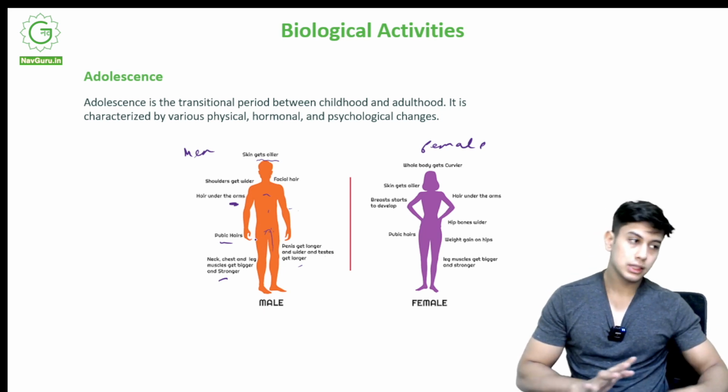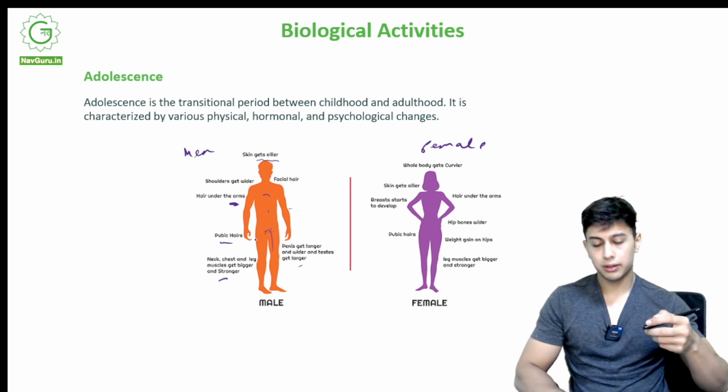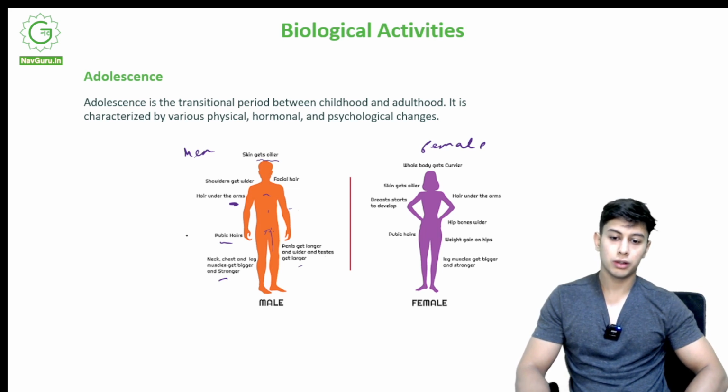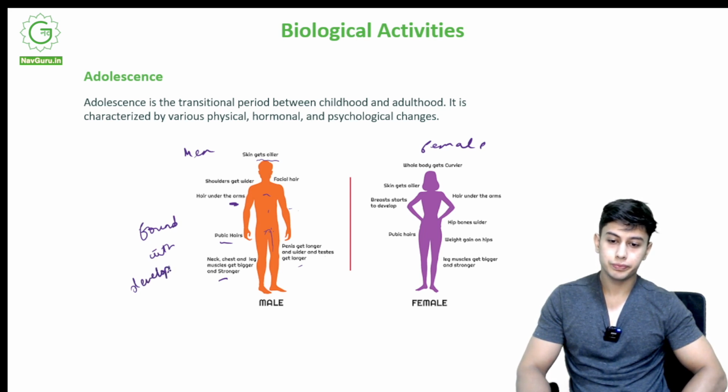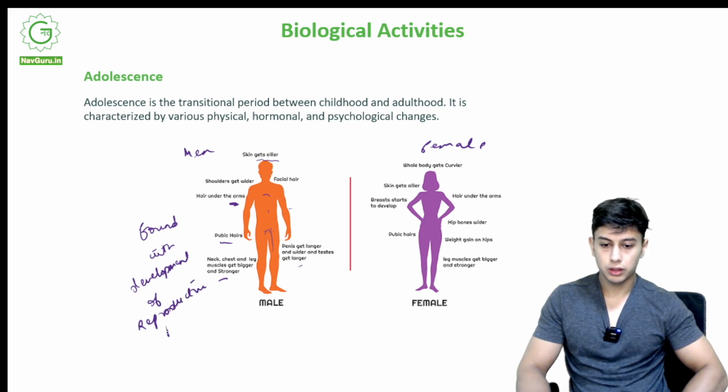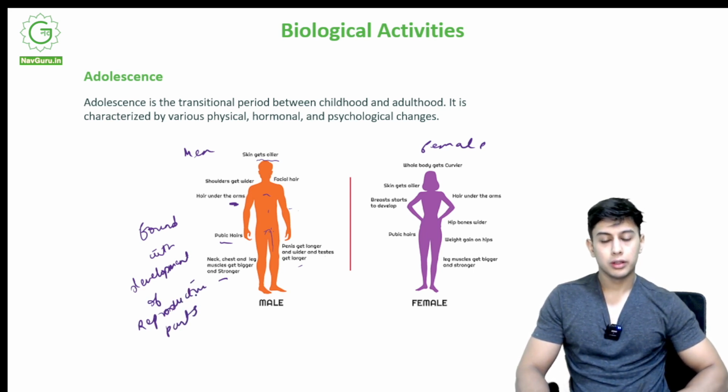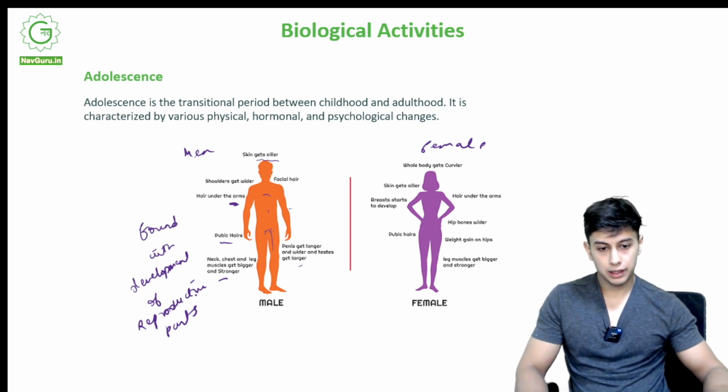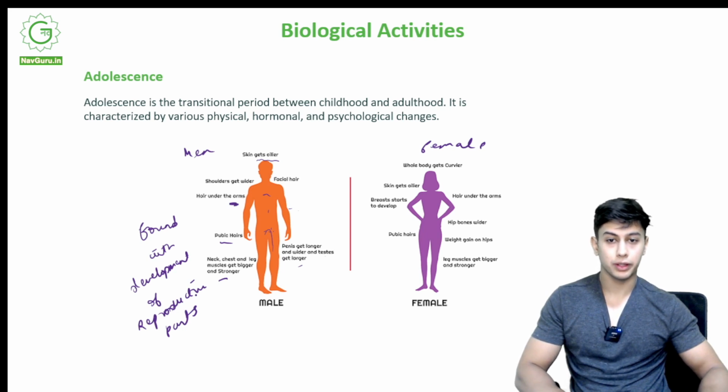So adolescence is marked by the development of reproductive parts. In both male and female, they undergo reproductive development. Their reproductive parts start to develop.